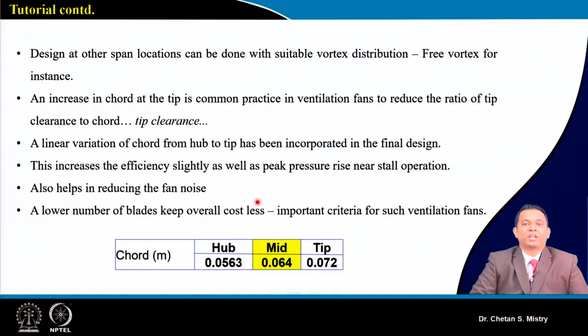Conventionally, if you look at ventilation fans available at home, in industry, or in your surroundings, the chord near the tip region is larger compared to the hub. This has to do with the tip clearance, because the tip clearance we define is in terms of percentage chord. So that is one of the configurations. For this design, we have taken a linear variation of chord from hub to tip region in the final design. This will give good efficiency as well as peak pressure rise near the stall operation. This will also help in reducing the noise, which is a main need.